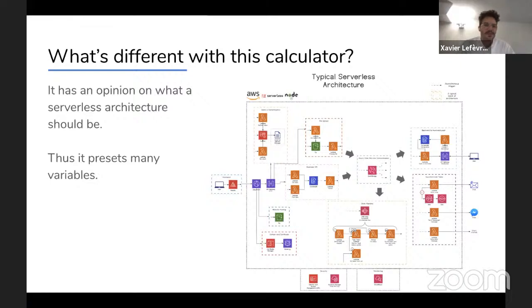How is it different, this calculator? That's a question. What did we build to make a difference from what already exists? And the idea behind it is that it has an opinion on what a serverless architecture is.